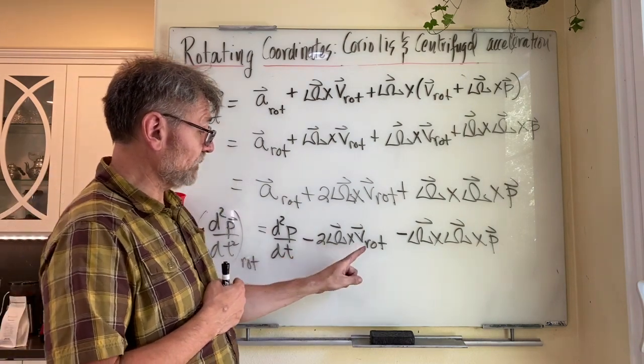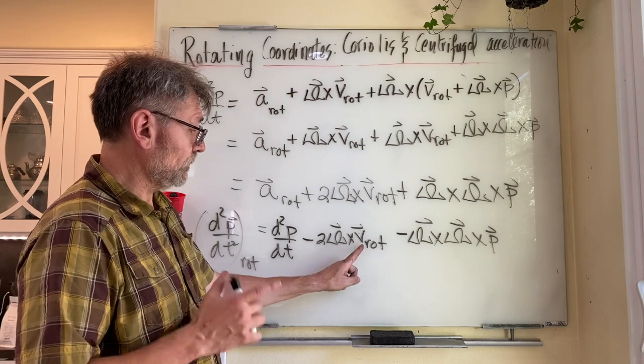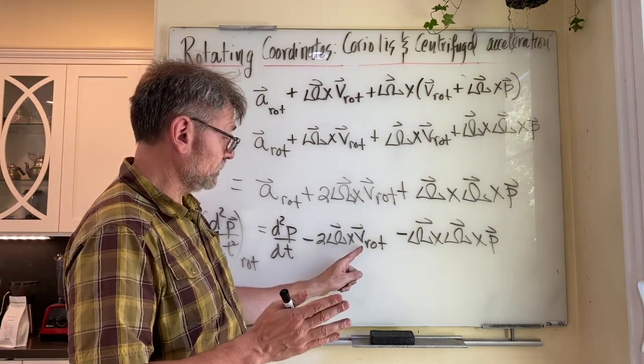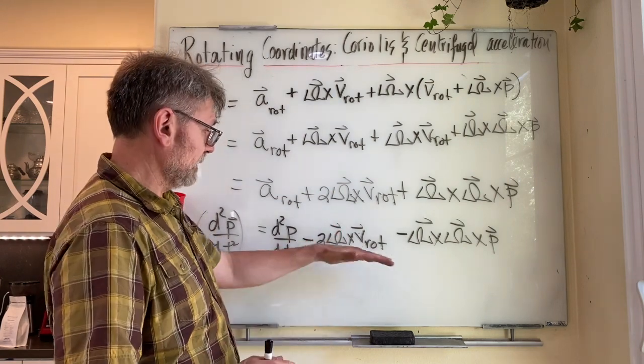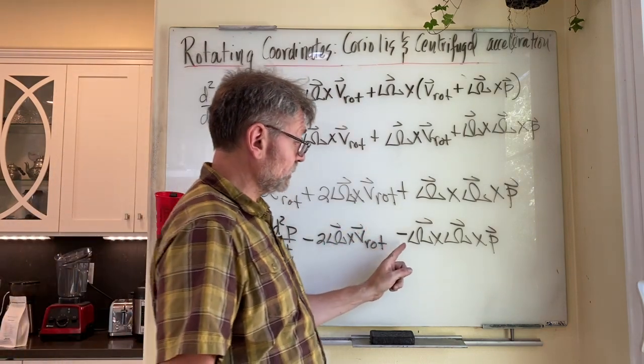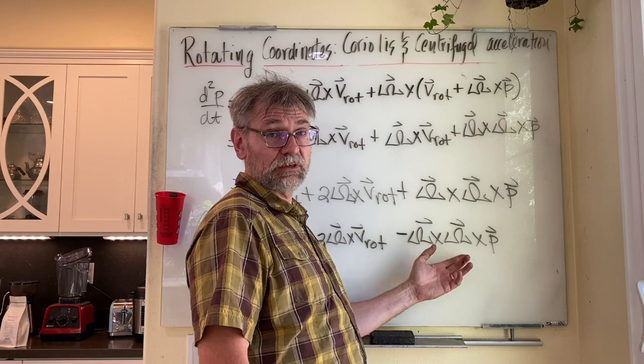And it vanishes for things that are not moving, right? If the velocity of the point P is 0 in the rotating frame, then v rotation is 0, and this Coriolis force or Coriolis acceleration vanishes. And then the other one that goes like omega cross P, that's our friend, the centrifugal acceleration.